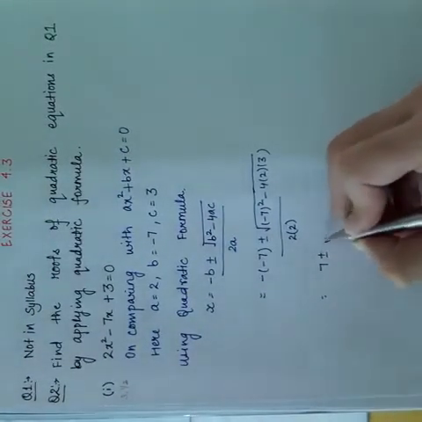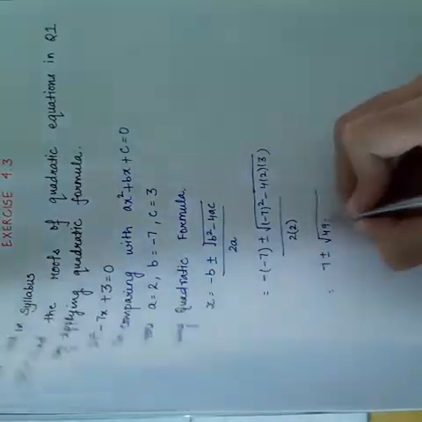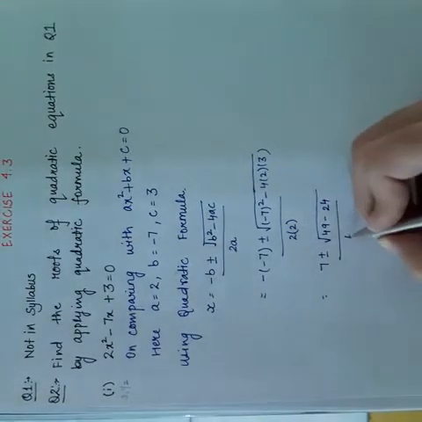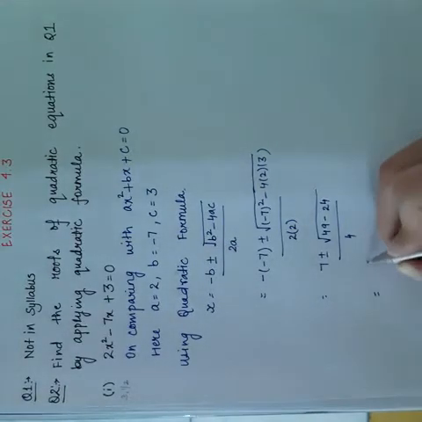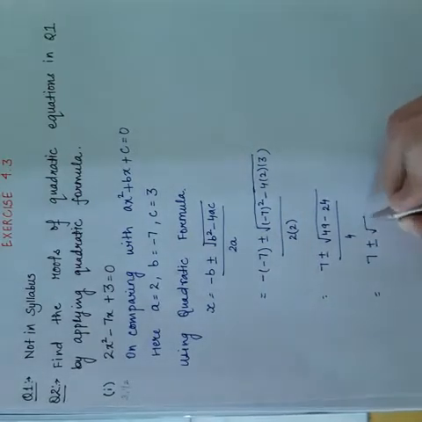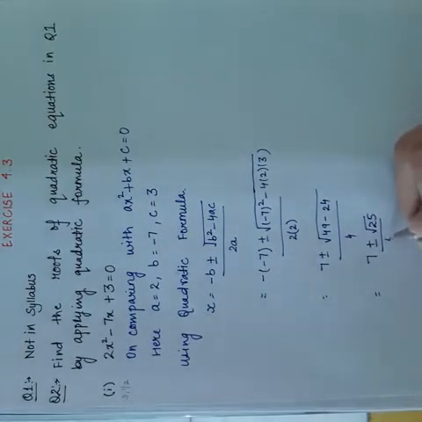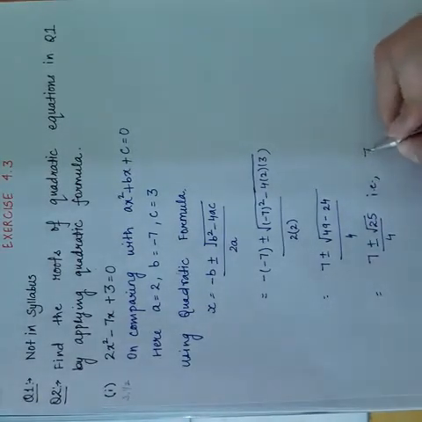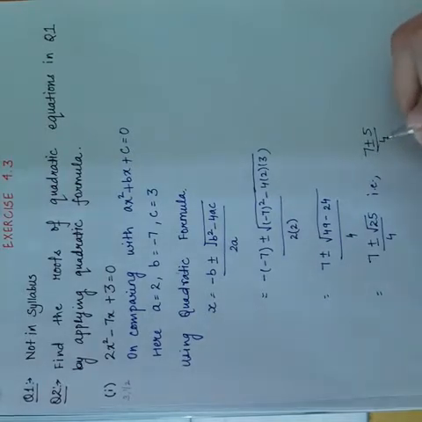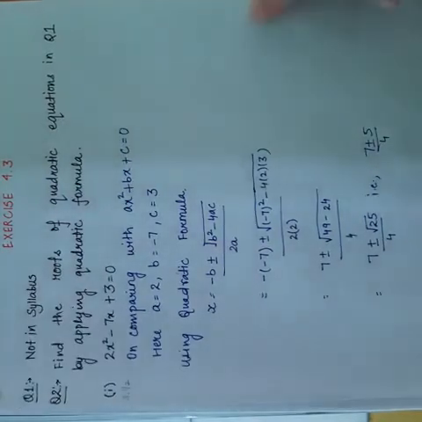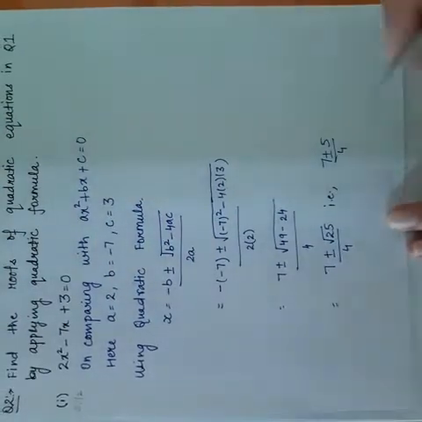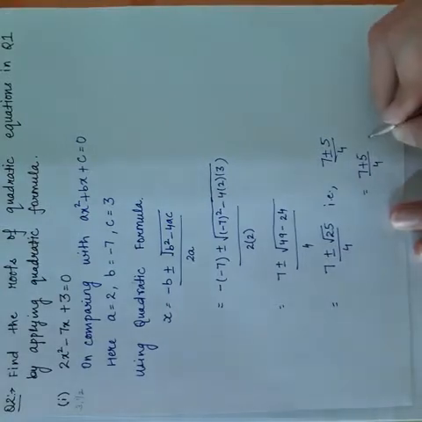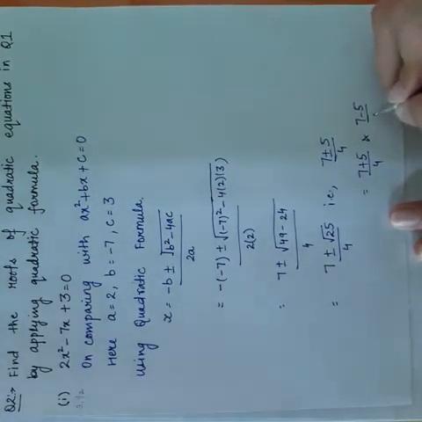Now we will solve this to find the answers to the quadratic equation, that is 7 plus minus square root 49 minus 24 upon 4, which gives you 7 plus minus square root 25 upon 4. That is 7 plus minus 5 upon 4. Now we have plus minus sign with us. Once we'll use the positive sign and the other time we'll use the negative sign. 7 plus 5 by 4 and 7 minus 5 by 4.